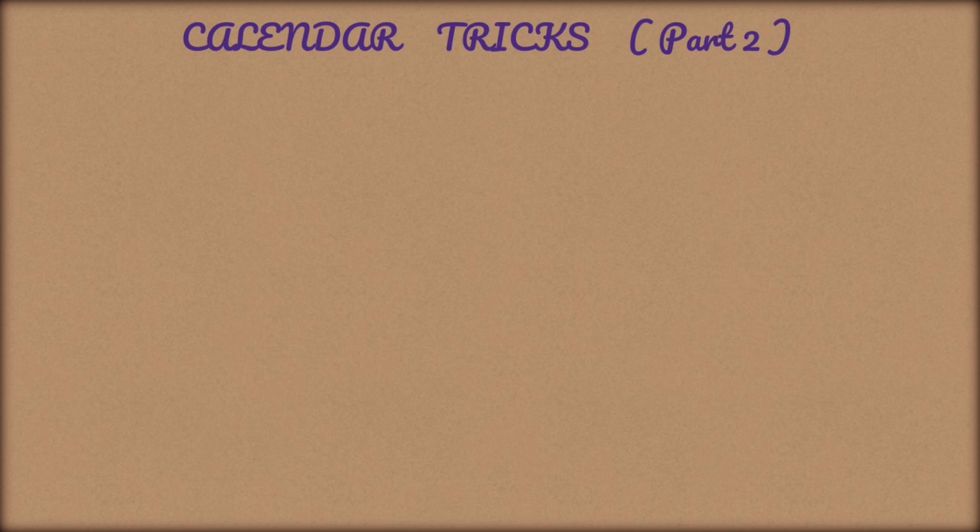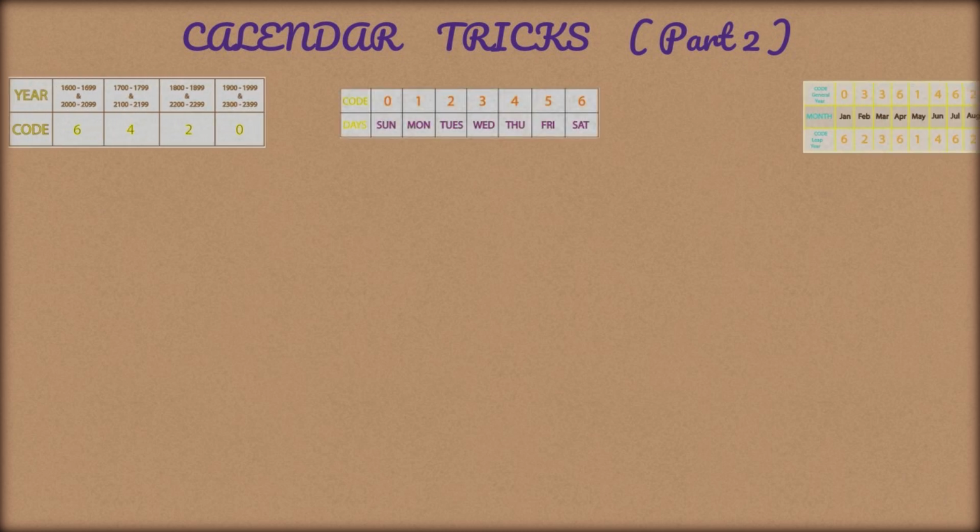Let's start with a continuation of previous types of questions, that is, questions with the relationships between the day and the date. If you recall the previous video, then you might remember these code tables. Let's start with a few questions of this type so as to get a revision of the previous video.